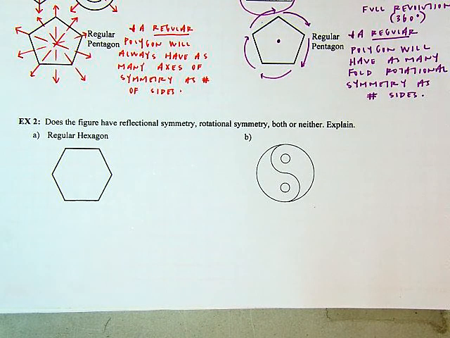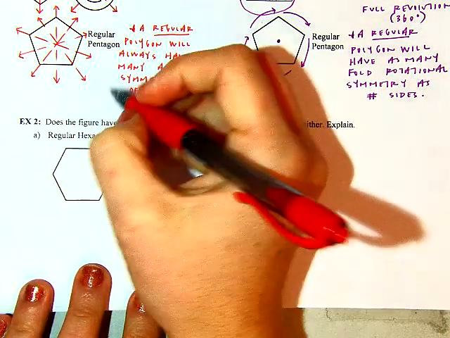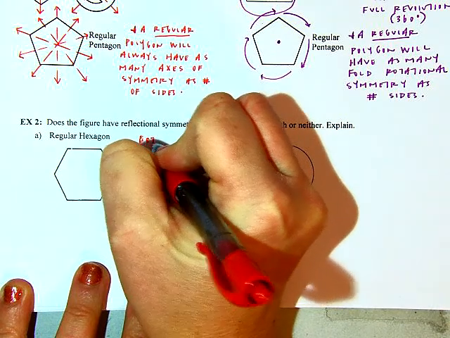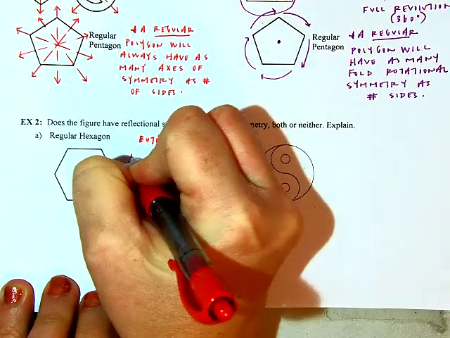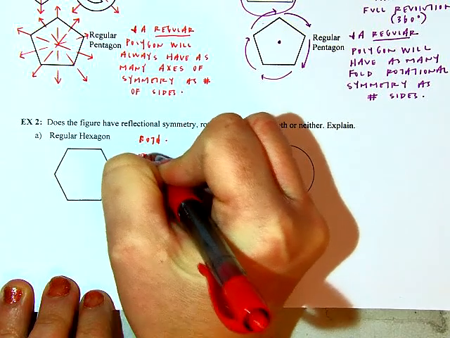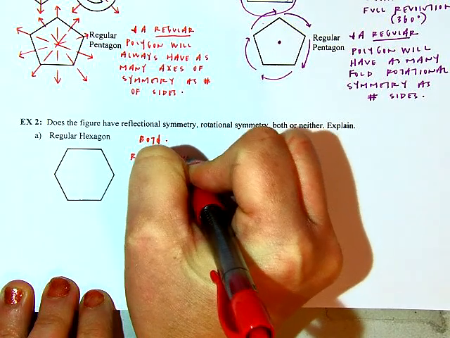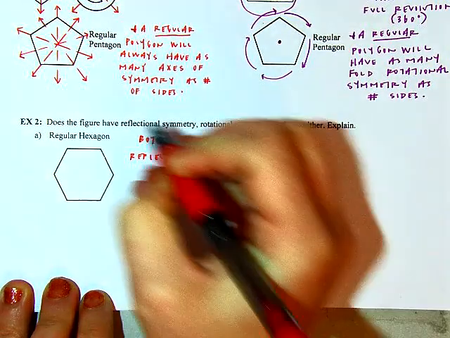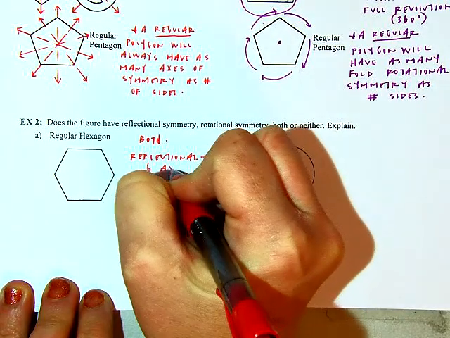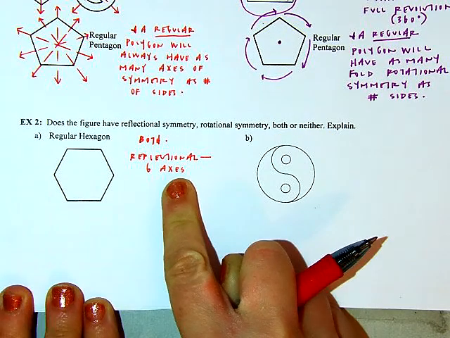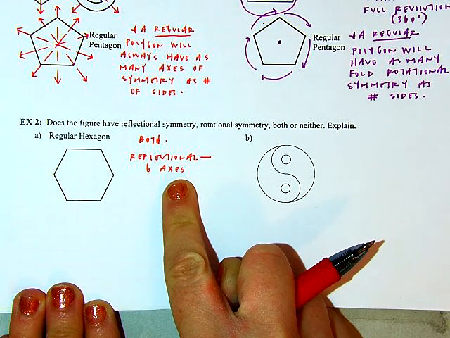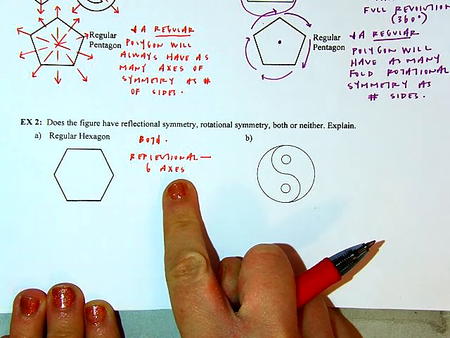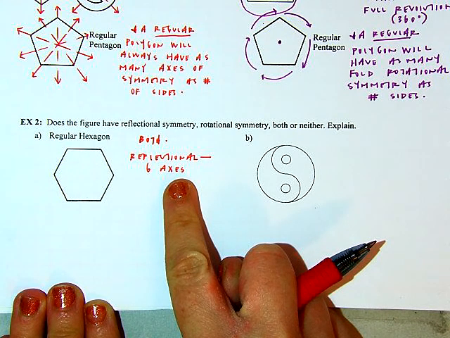So if I'm looking at A, I'm looking at my regular hexagon. Well, this one, it's a regular hexagon, so it's a regular polygon. We know that we have 6 sides, so we have both. So if I look at my reflectional first, we would say that we have 6 axes of symmetry. So plural is with an E. Remember that we have as many axes of symmetry as the number of sides. So we have 6 sides when it's a regular hexagon.